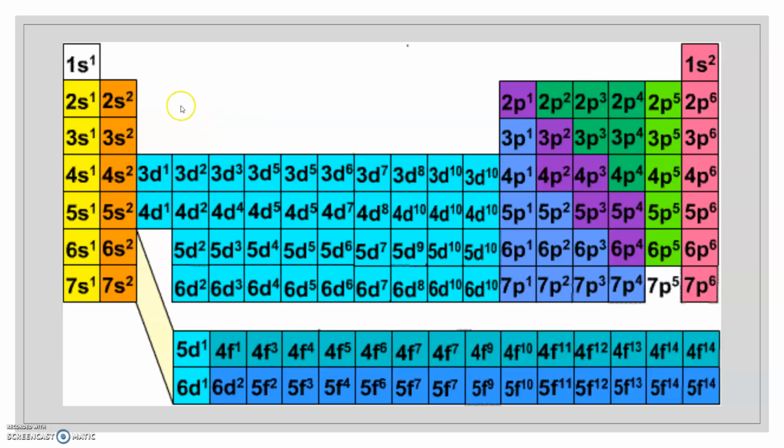So, if I'm looking at lithium here, the ionic form of it, the ion would be 1s2. But the ions are going to form the noble gas configuration because they're more stable there.